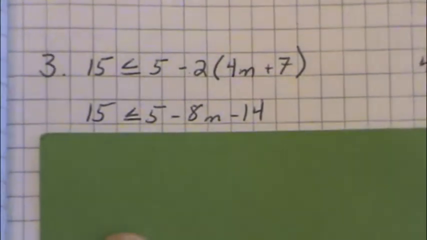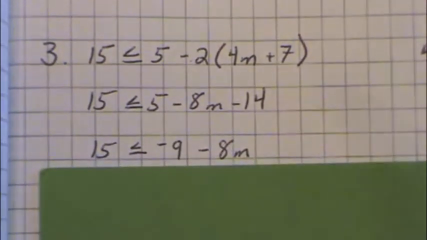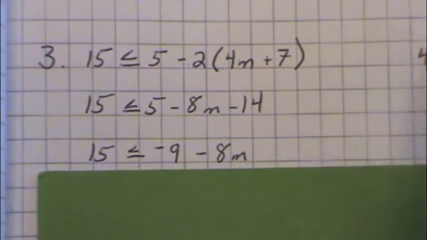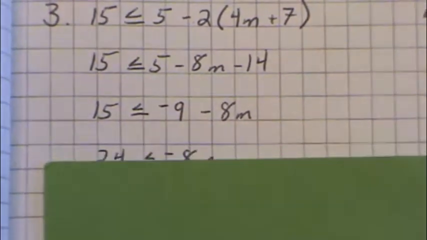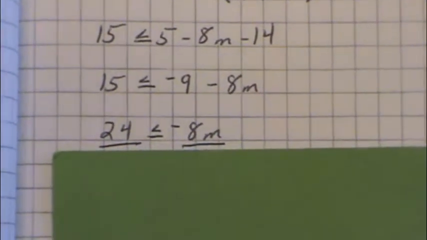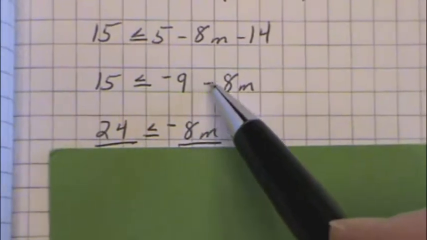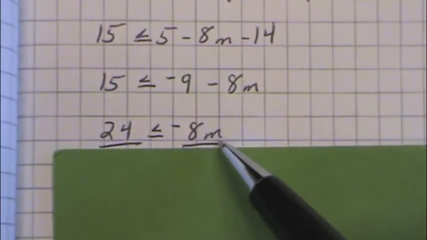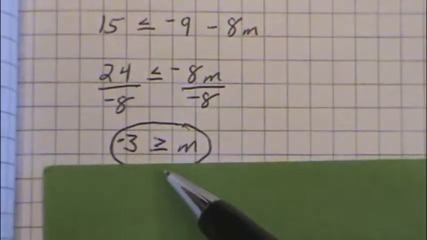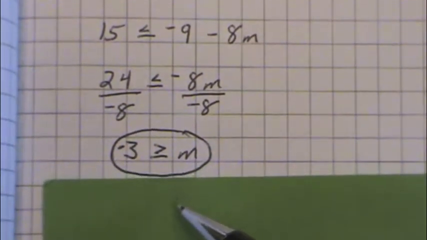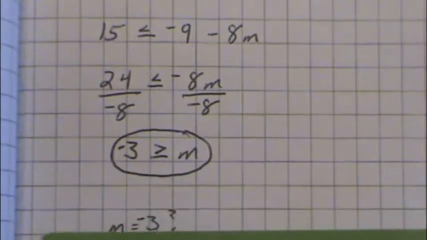So we work through the distribution, then we combine like terms on this side, then we combine this like term on that side, and now, remember, this was a minus 8m, so we end up with negative 8m. If we divide by negative 8, we have to flip the inequality. So negative 3 is greater than or equal to m.